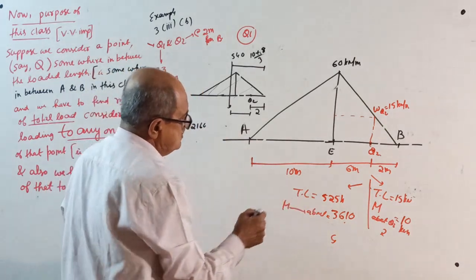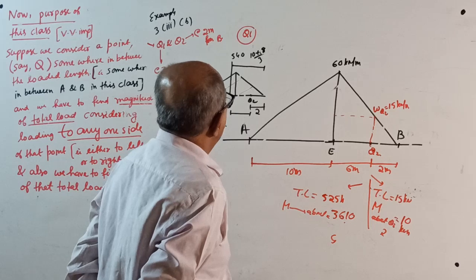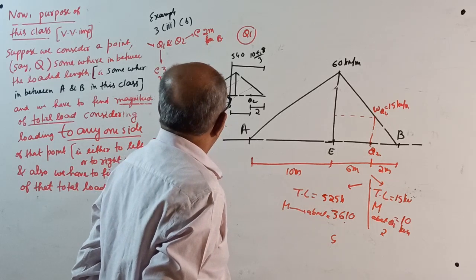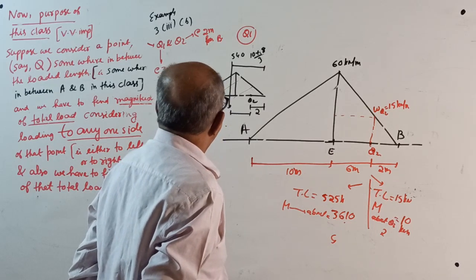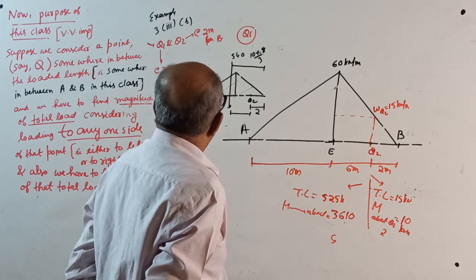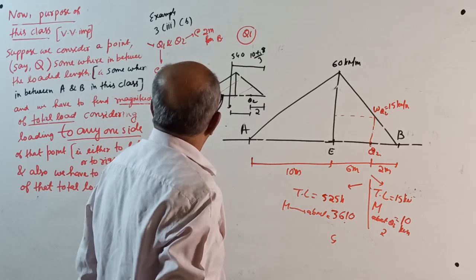2160, but I am getting 3610. I think I have to check the answer once again. One minute. Where is Q2? 2 meter. Total load distance from here is 10 plus 8 by 3 from there.